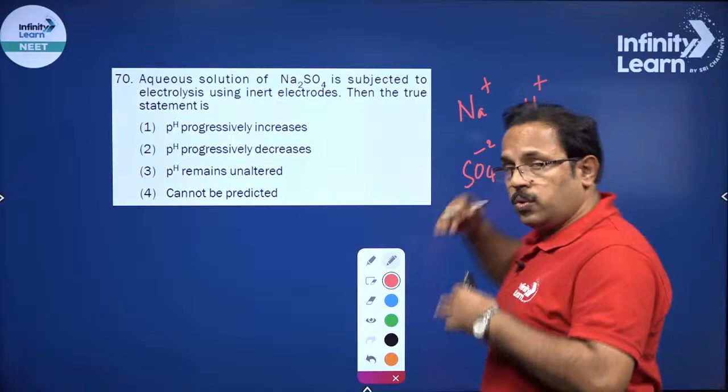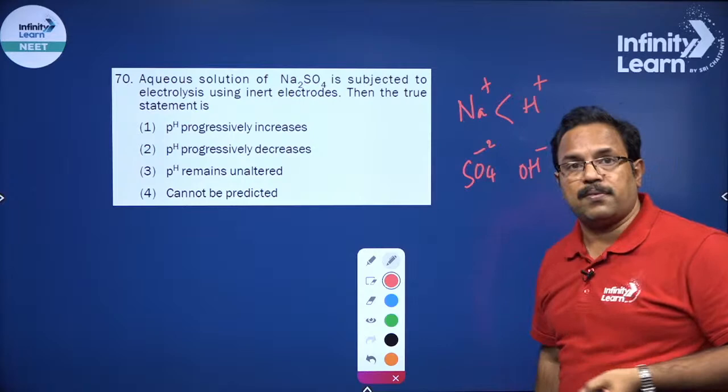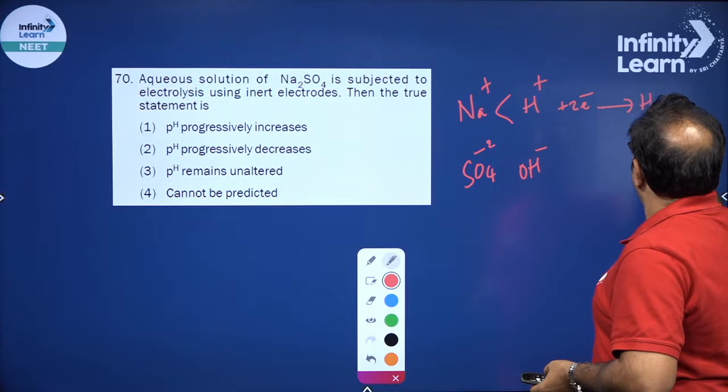All those which are present above hydrogen in the electrochemical series are known to liberate hydrogen gas. Why? Because the reduction potential of this member is higher than this. So whenever electrons are present, H plus will reduce first to give H2 gas.